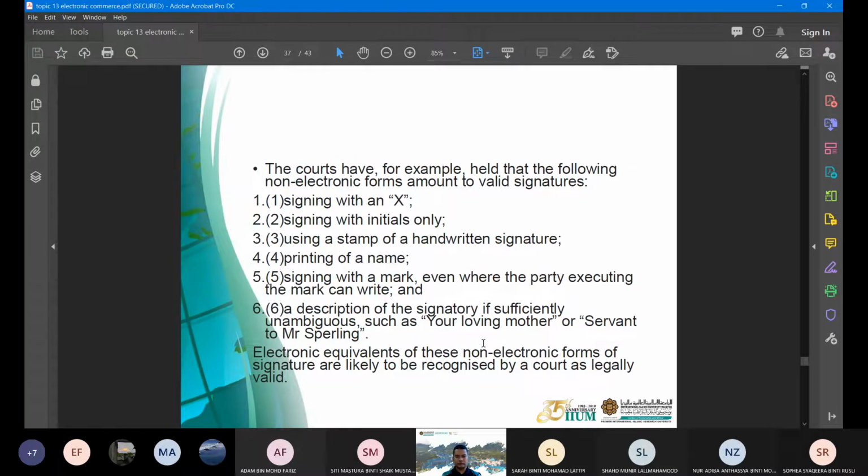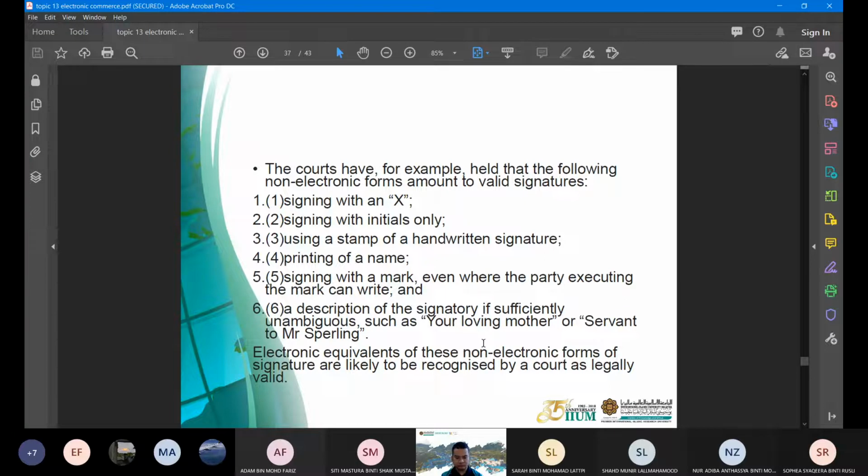The court have also held that these things are to form a valid signature. If you sign with X, sign with initials, use a stamp of a handwritten signature. Kan ada orang macam dia tak sign betul-betul tapi dia chop dia punya signature kan. That is also valid under the law.